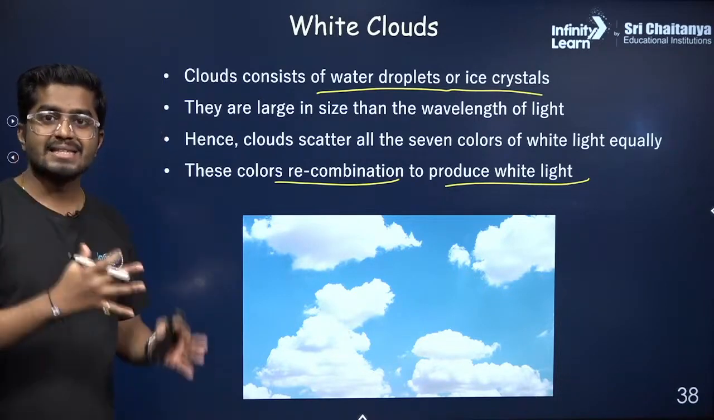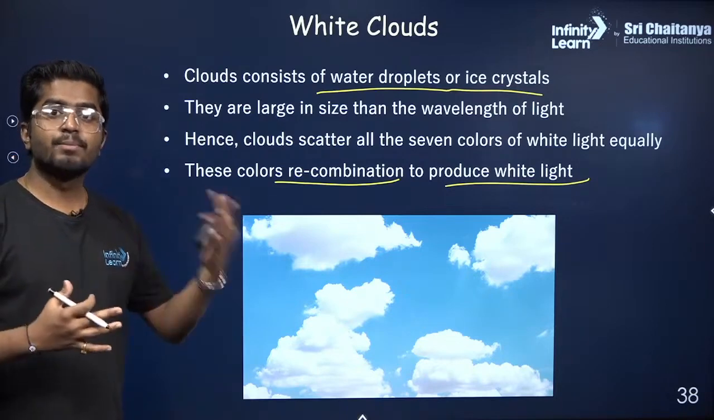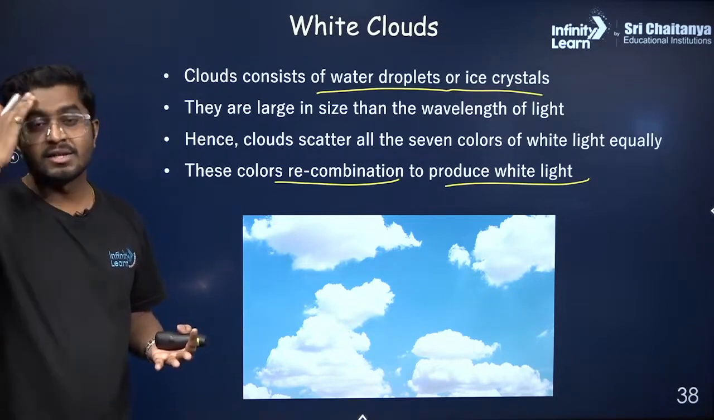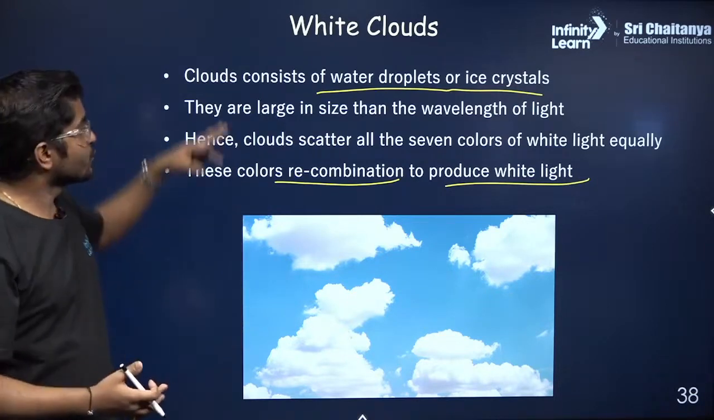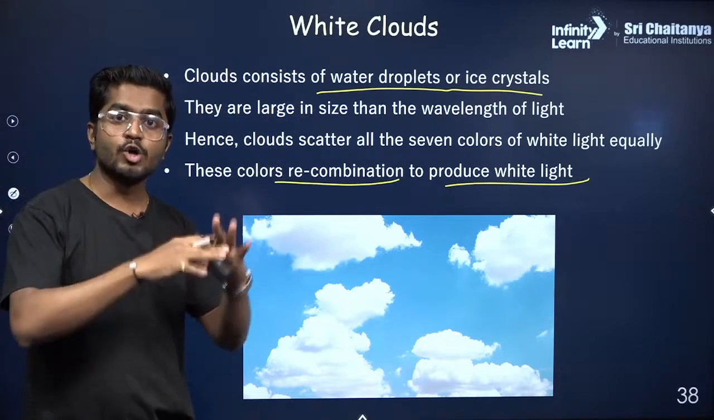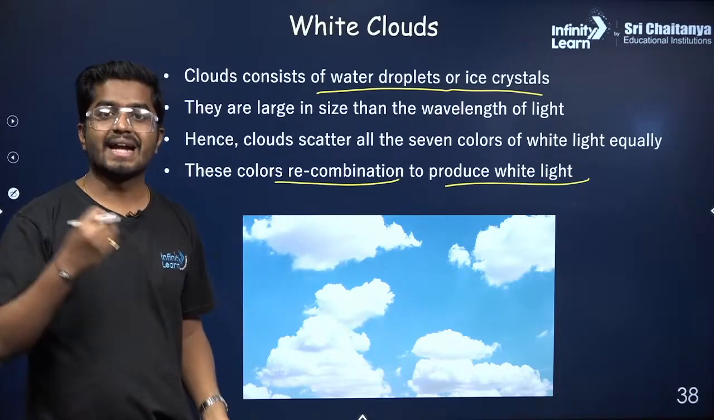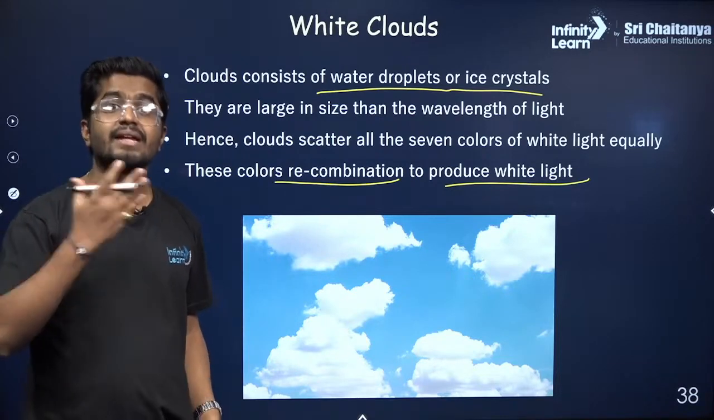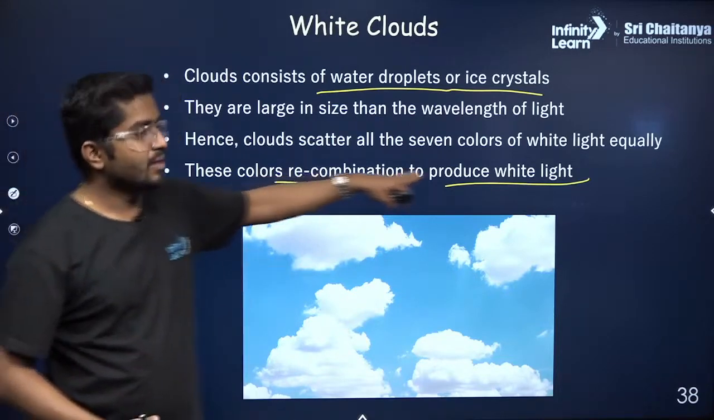So milk has large particles. There are some proteins, some fats present in the milk. So these are large particles. When the light falls onto the milk, onto these particles, it will be scattered equally. It will recombine and form the white light.